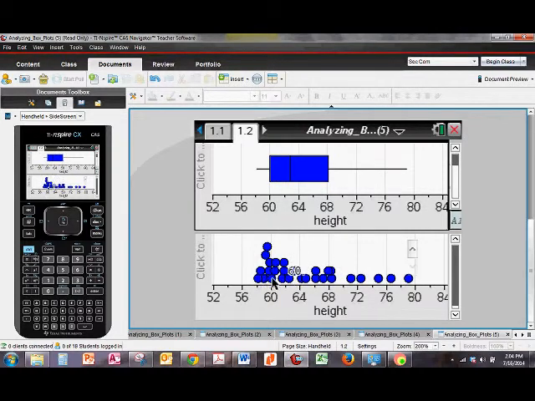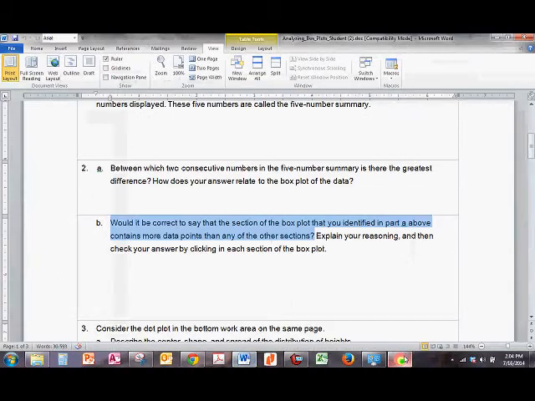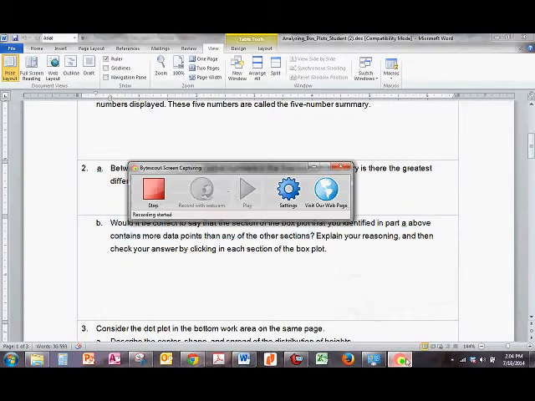I could count them all up and see which one had more. But basically, remember the question is, does this section from here to here have the most blue dots? So you'll have to explain that. So remember to respond to my response, and that way you'll get credit.